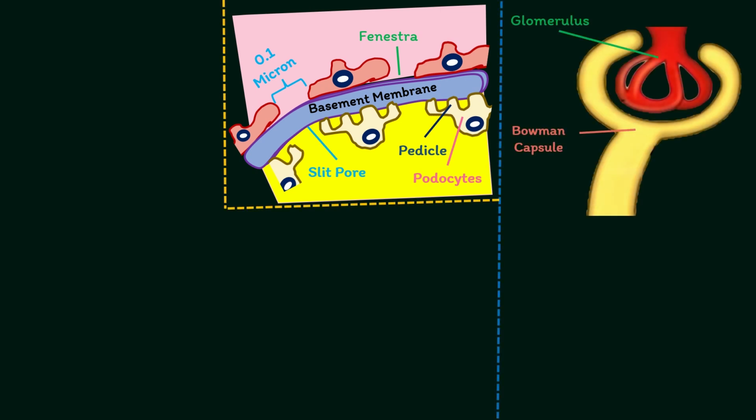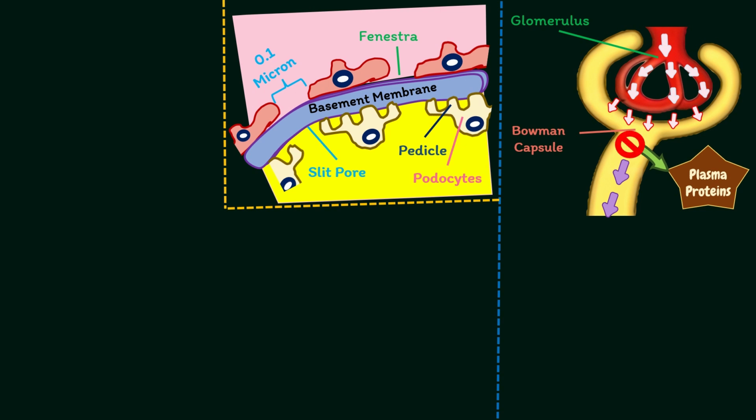Now, another question arises: what is glomerular filtrate and ultrafiltration? Let's discuss both one by one. In the process of glomerular filtration, when blood passes through glomerular capillaries, the plasma is filtered into the Bowman capsule. All the substances of plasma are filtered except the plasma proteins. The filtered fluid is called glomerular filtrate.